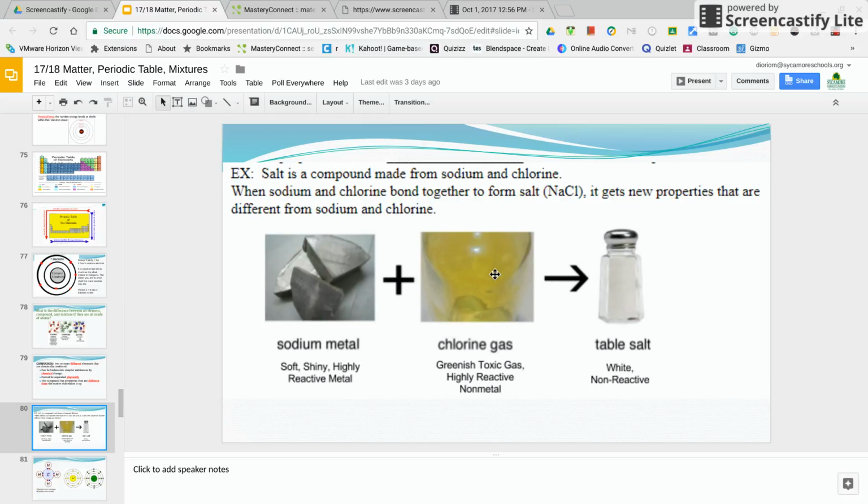Chlorine gas is a very toxic green gas, and it's a highly reactive nonmetal. It's part of the halogen family. If you ingested this, it would also not be good for your health. Both of these things have chemical properties that are very dangerous to us. But when they bond together, they'll create a white crystal non-reactive compound known as table salt, which we end up putting on our food on a daily basis. So this does not have properties of chlorine or sodium. A compound will get brand new properties that are different from the substances that make it up.